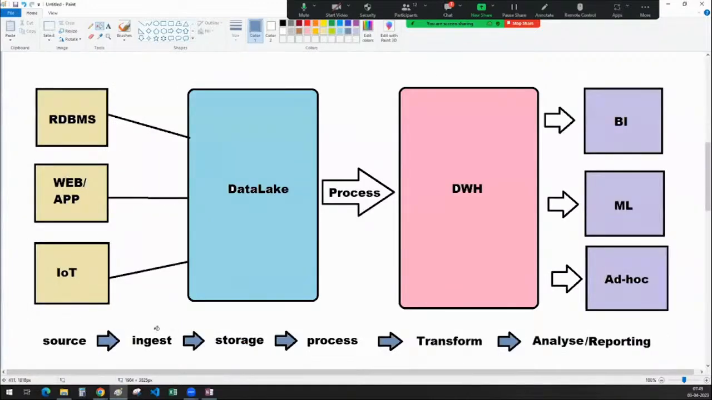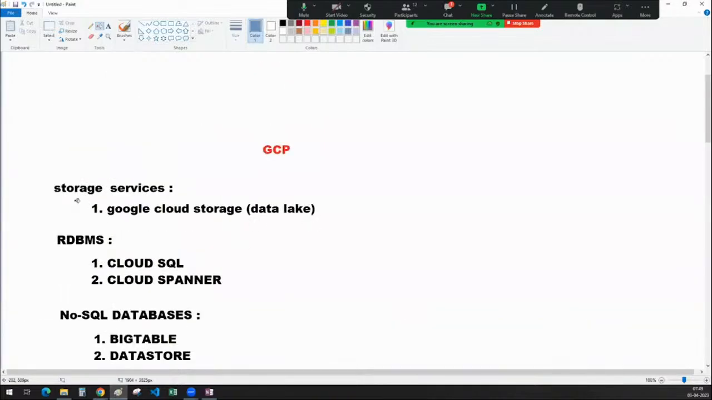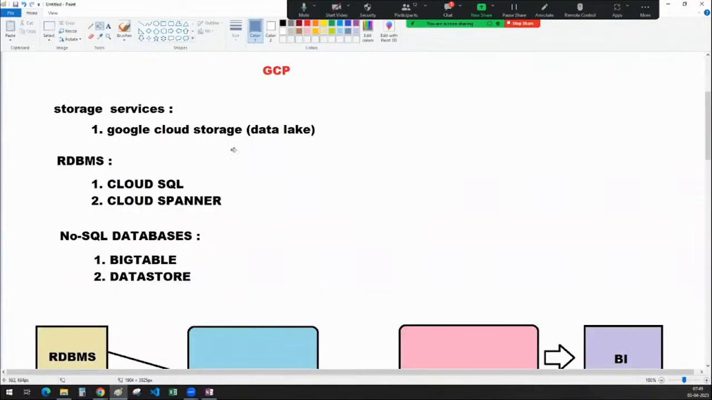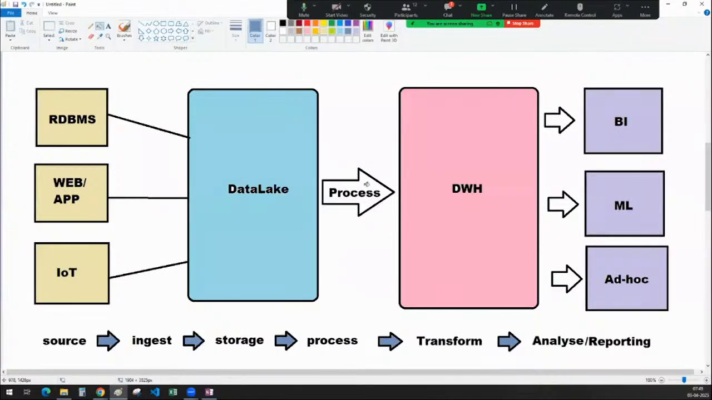Sir, for ingestion purposes, what are the tools that we are using? There are plenty of tools for ingestion. People are using Pub/Sub, people are using the Kafka connector. We are going to learn Pub/Sub, guys. What about the data lake, sir? As a data lake, we are learning Google Cloud Storage, guys. In GCP, Google Cloud Storage acts as a data lake. After that, we want to do some processing on top of it. This is also a very important step, guys. This is not a very simple step.